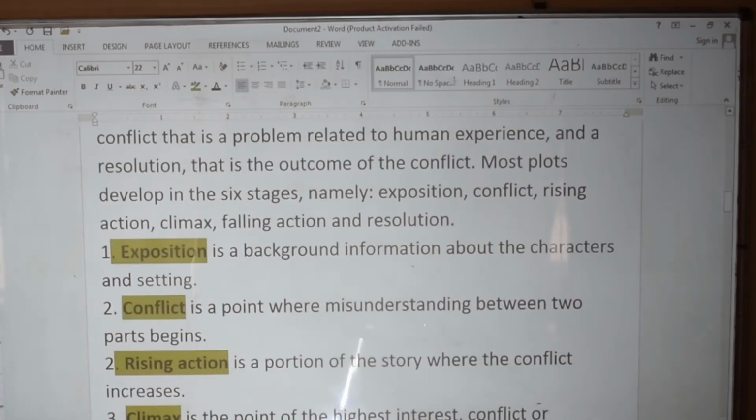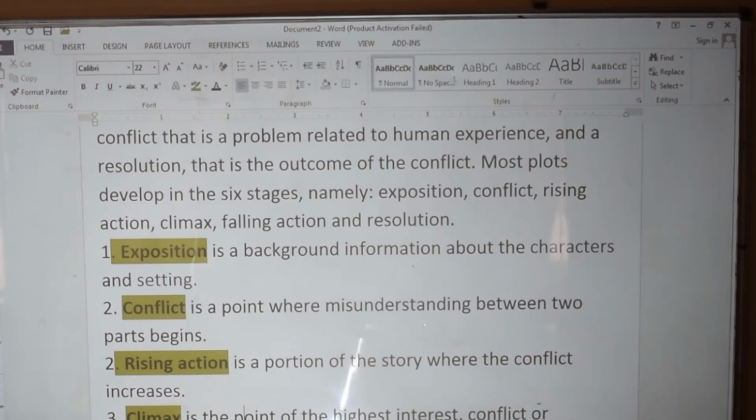What is exposition? Exposition is background information about the characters and setting. It gives background information about characters and setting. But second, we have conflict. Conflict is a point where misunderstanding between two parties begins. So when misunderstanding begins between two parties, this is regarded as a conflict.